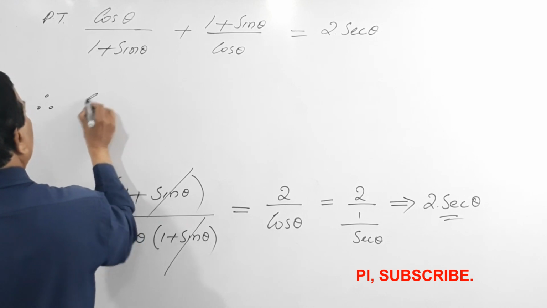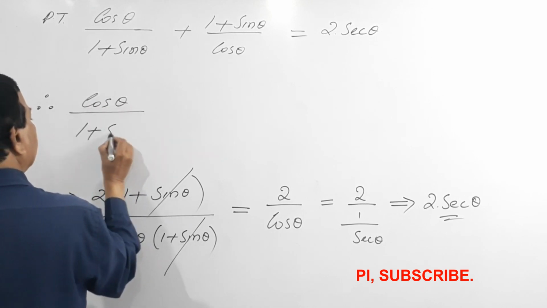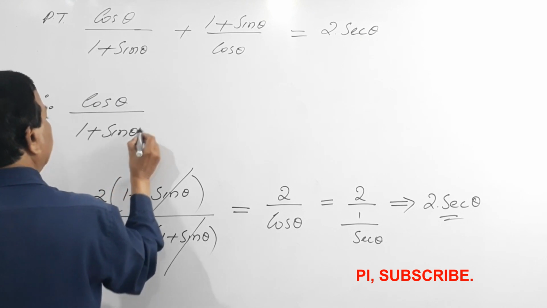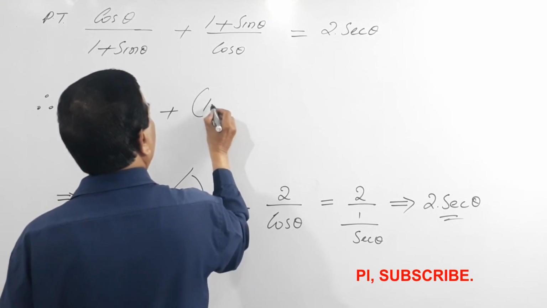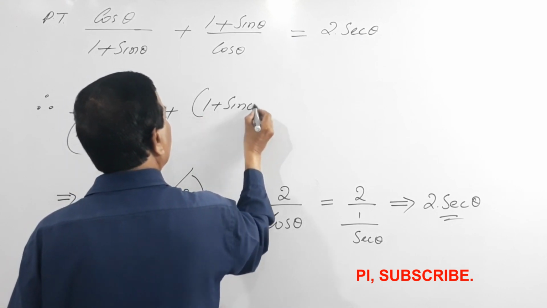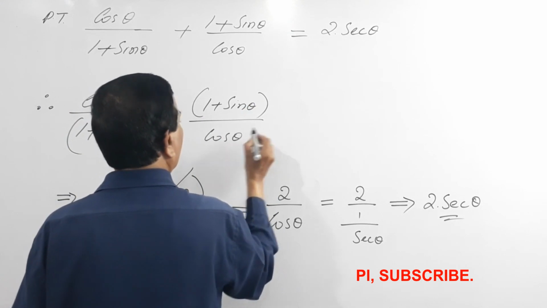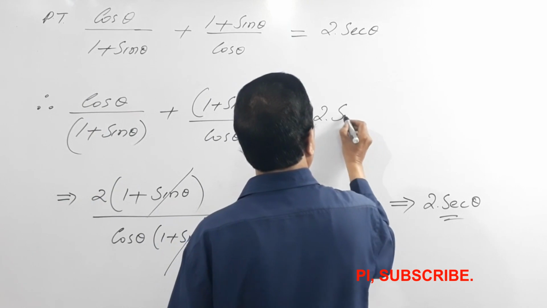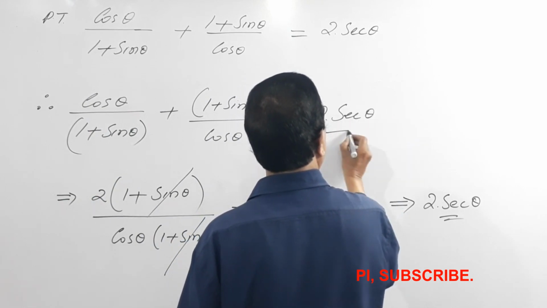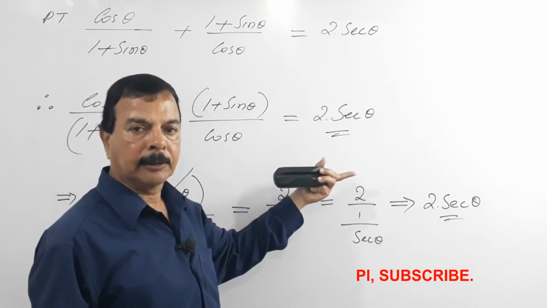Therefore, cos theta divided by 1 plus sin theta plus 1 plus sin theta divided by cos theta equals 2 secant theta. What did we need? 2 secant theta has come.